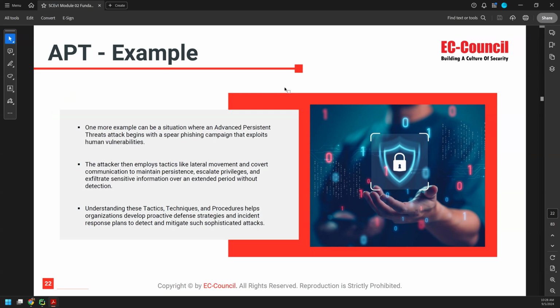APT is your advanced persistent threats, and these usually start with a spear phishing campaign that exploits some kind of human vulnerability. Your boss sending you an email that says, hey, really quick, log into this system and get this done for me. I'm heading to a meeting. Things like that are really, really common these days. Attackers are then going to employ any kind of tactics for that lateral movement, covert communication, persistence, etc. But again, this happens over an extended period of time without any kind of detection.